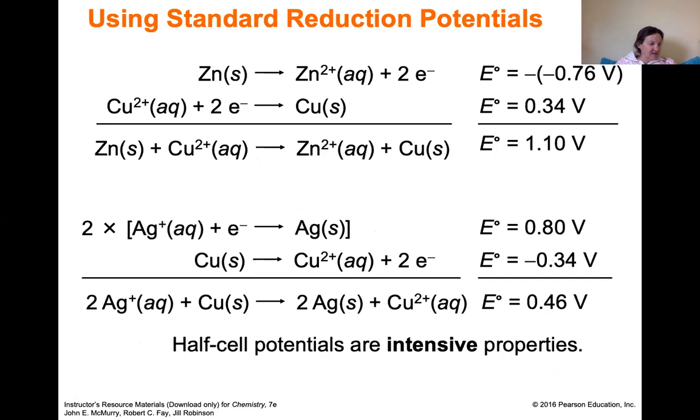Okay, so I'm going to have you stop here and do problem 17.8, where you just look up E zeros out of the table. And then I will come back with the second half of this lecture and talk about the Nernst equation.